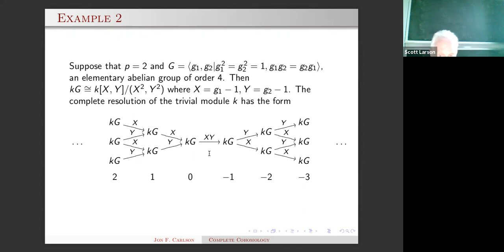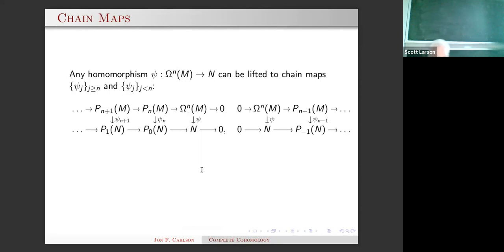Now, if I have a chain map that goes positive degrees, it's going to take something that's a direct sum of several copies of Kg here, and maybe map it into something that's only one copy of Kg. And what that's going to tell you is that you've got to have a large kernel there, because I'm going from a large dimensional module to a small dimensional module. So at any rate, whenever I've got a homomorphism psi mapping omega n of m to n, I can lift it to chain maps.